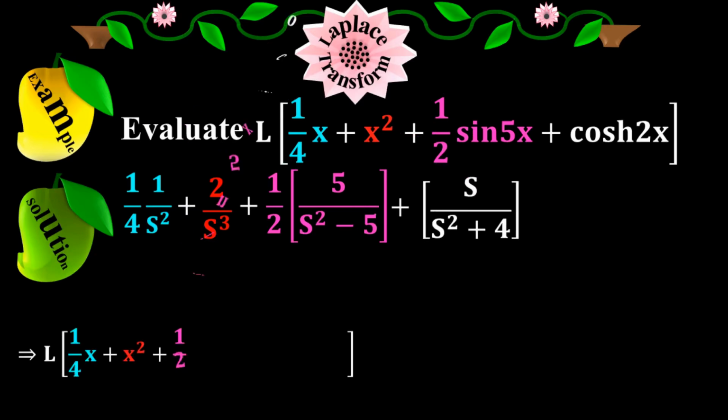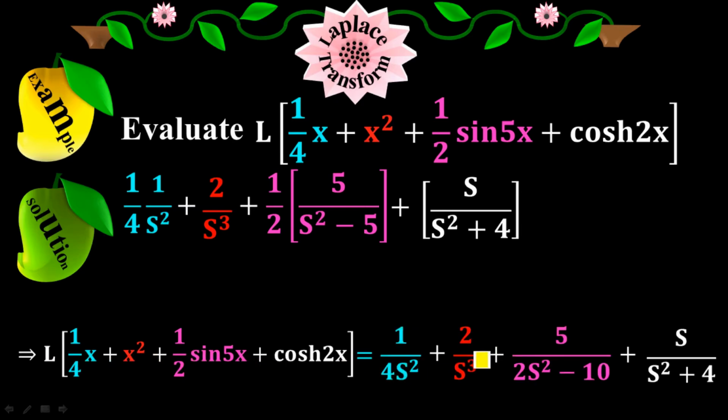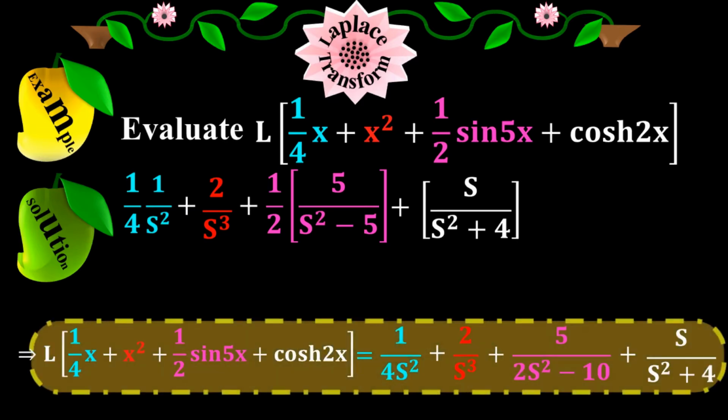So this implies that Laplace of 1 over 4x plus x square plus 1 over 2 sine 5x plus cos h2x equals 1 over 4s square plus 2 over s cube plus 5 over 2 times s square minus 10 plus s over s square plus 4. Well, this is the final answer of the given expression.